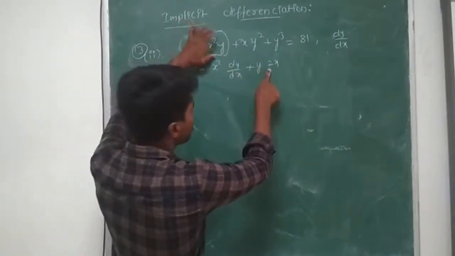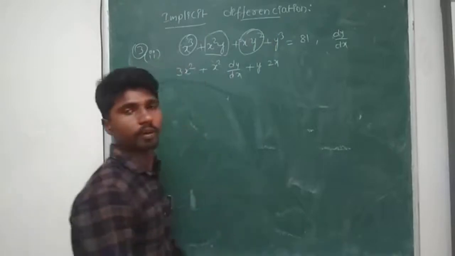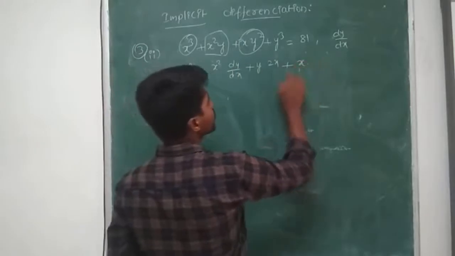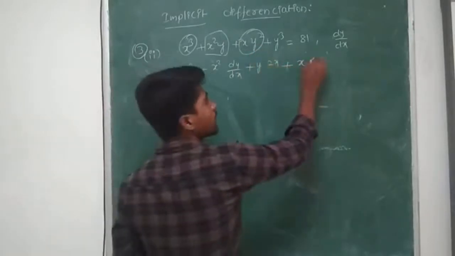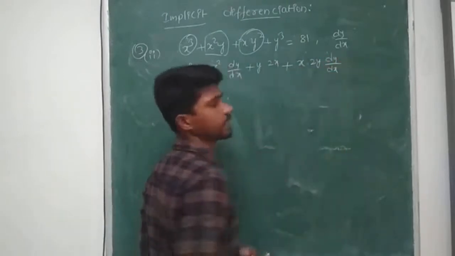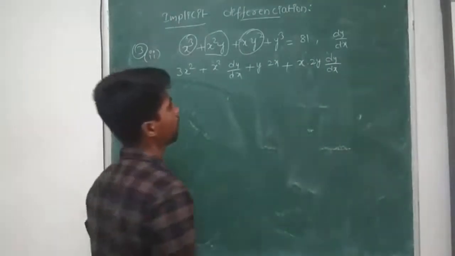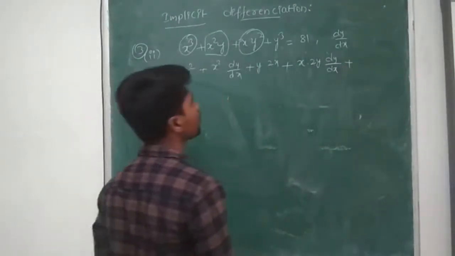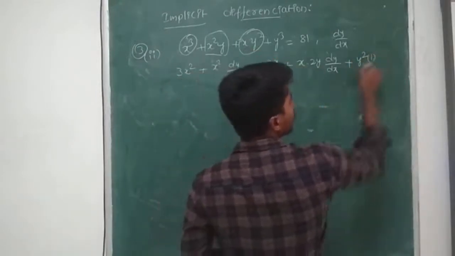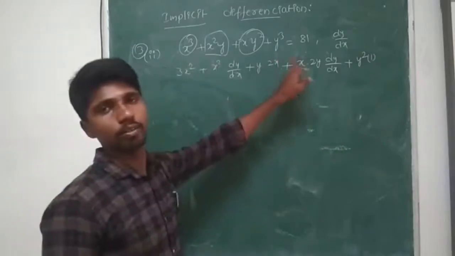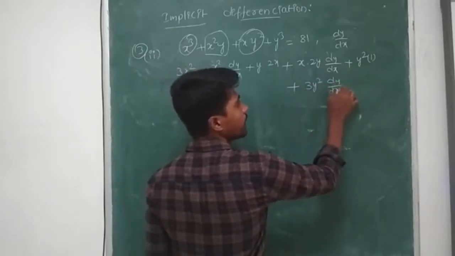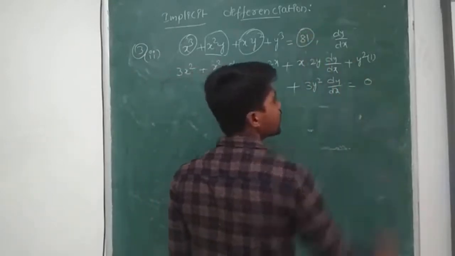I have completed this part, and the next one is again in the form of uv, so I apply the uv formula. x into the derivative of y square, which is 2y, but it's not x, so I have to do differentiation again: dy by dx, plus y square into the differentiation of x, which is 1. Then I have y cube, purely in terms of y, so I get 3y square into dy by dx, equal to the derivative of a constant, which is 0.